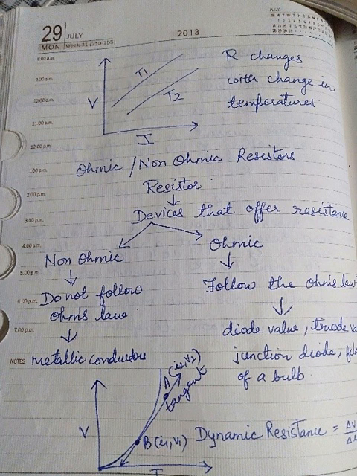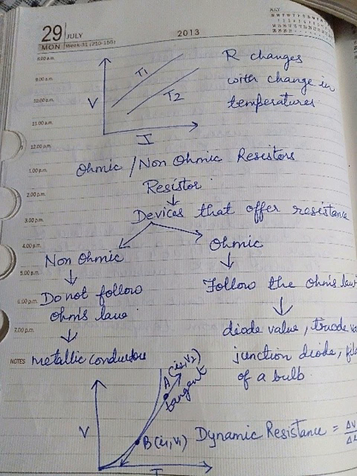Next, moving ahead, we come to ohmic and non-ohmic resistors. What is a resistor? A resistor is a device that offers resistance in a circuit and thus helps us in regulating the flow of current. Now, these resistors are of two types, non-ohmic and ohmic. Those who follow Ohm's law are known as ohmic resistors, and those who do not follow Ohm's law are known as non-ohmic resistors.